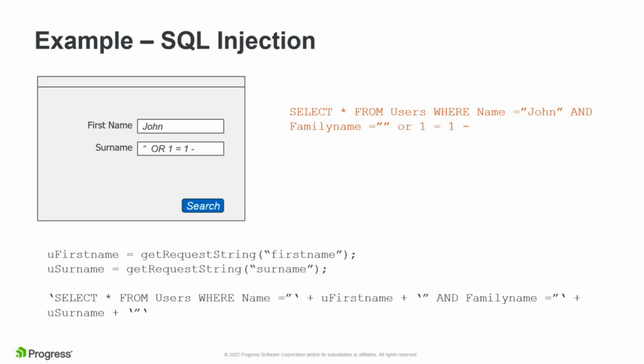However, if a malicious actor injects some additional SQL via the surname field, the results returned are completely different. As 1 equals 1 is always true, the OR statement with family name will always return true. As a result, the SQL statement is actually selecting all users with the first name John, not exactly what was originally intended by the developer.